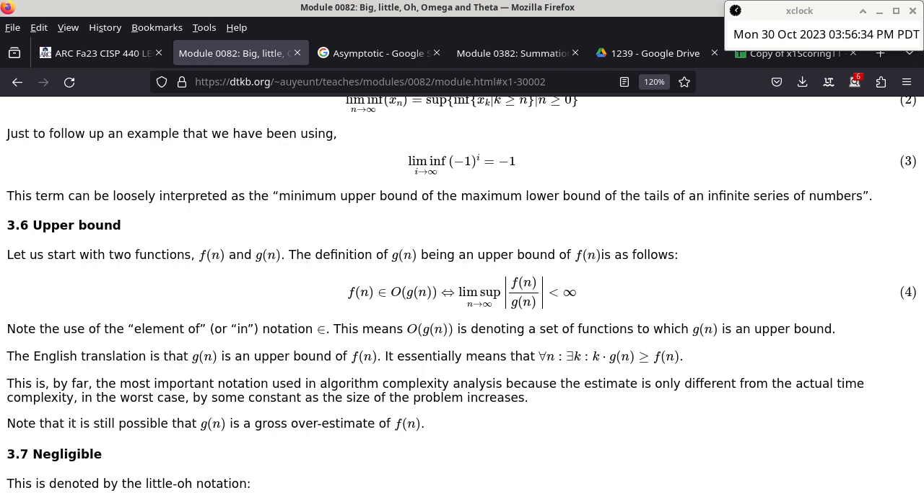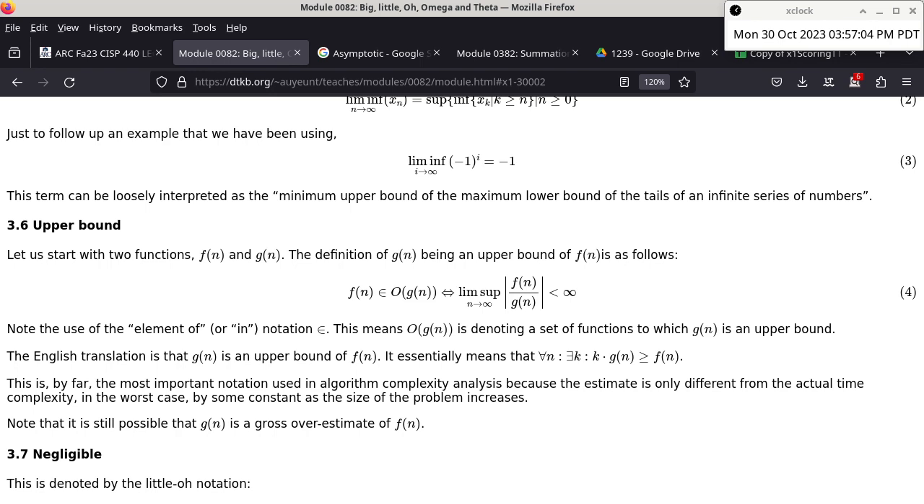Are we doing okay so far? So we say that G of N is an upper bound of F of N, which is basically what this entire notation is trying to say, if and only if the limit superior as N approaches infinity of the absolute value of F of N divided by G of N is less than infinity. That is the qualification.